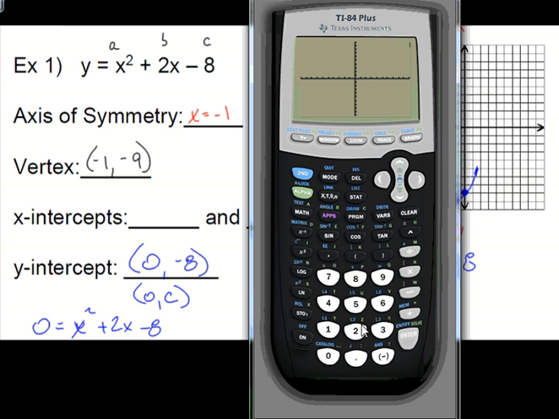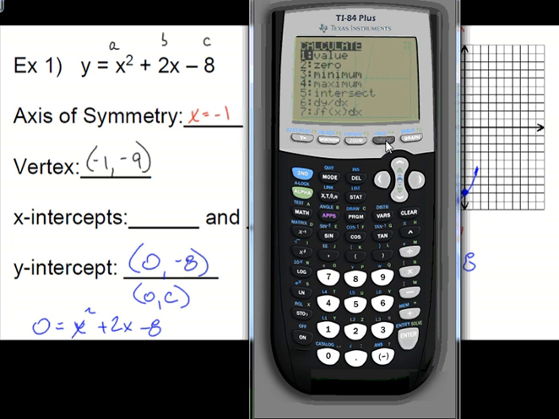If I hit graph, here is the graph of my parabola. I want to now go and find my x-intercepts, these points here and here. To do that, I'm going to hit the second button and trace, which are right above it.